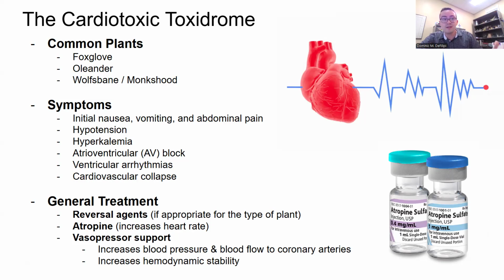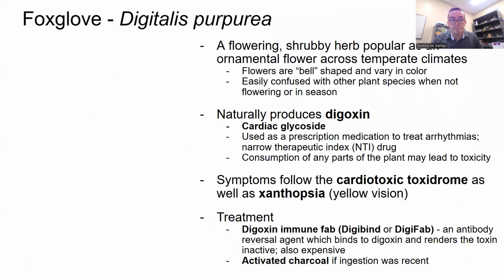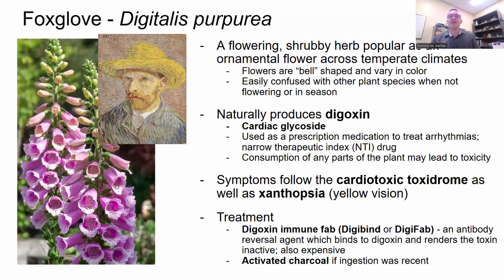But broadly, we would treat cardiotoxicity with atropine to increase the heart rate, as well as vasopressor support to increase blood pressure and blood flow to the coronary arteries, as well as increasing hemodynamic stability. We want the heart to be stable, to be fueled despite this toxicity which is occurring, and we want to most importantly get it beating in a more regular way. So let's begin. Foxglove, or Digitalis purpurea.